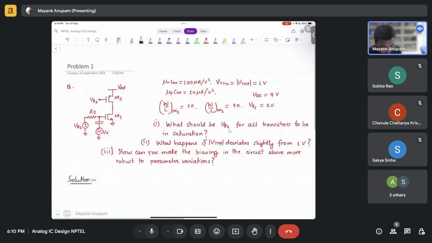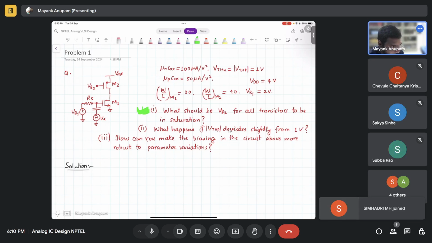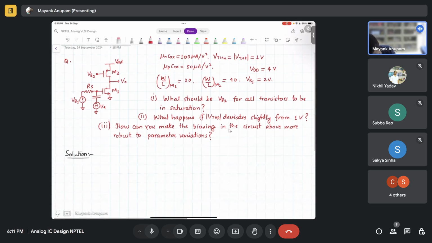All right. Now tell me, what should be VB2 for all transistors to be in saturation? How do I proceed with this question? What should I do here? Actually, we need to consider the equation Vd less than or equal to Vg plus Vt. Let's do that. So this is V out, or VO in short. So this is the equation. So what for saturation?